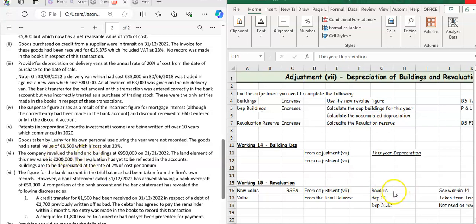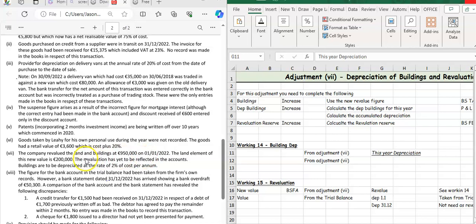So we need to find the revalue figure or the increase in the value of the asset. We need to find the depreciation or the cumulative depreciation of the asset up until that year. And then depending on when it was revalued, if it was revalued at the end of the year, we need to have the depreciation for this year. And if it's revalued at the start of the year, we don't need that depreciation figure.